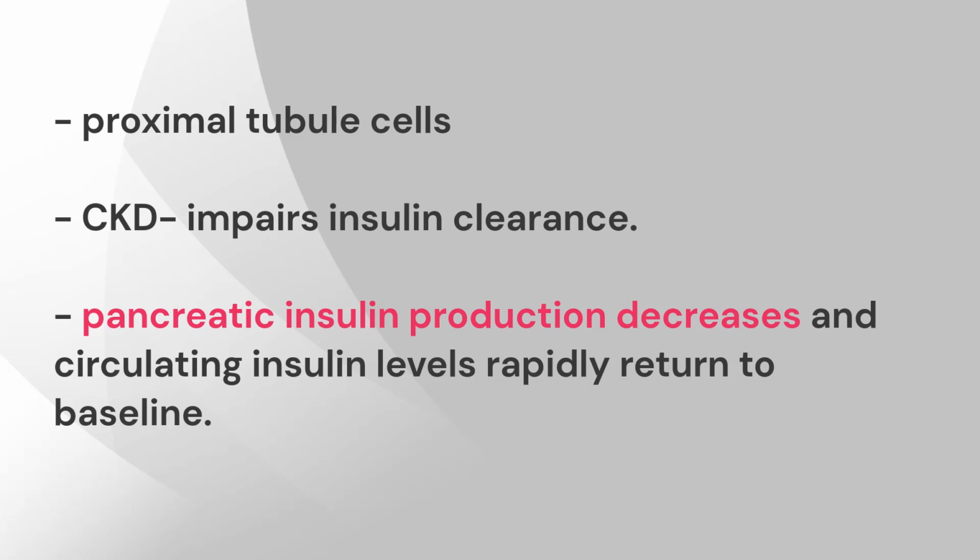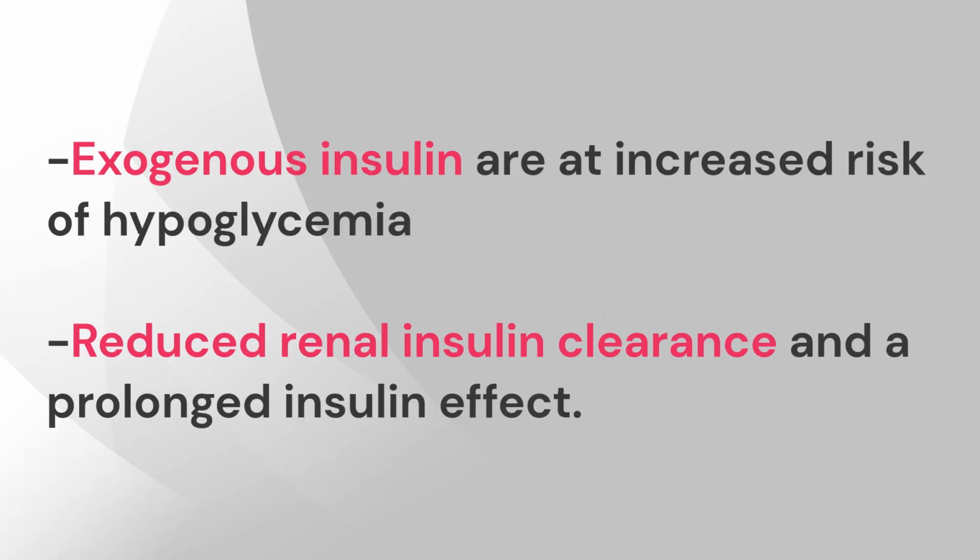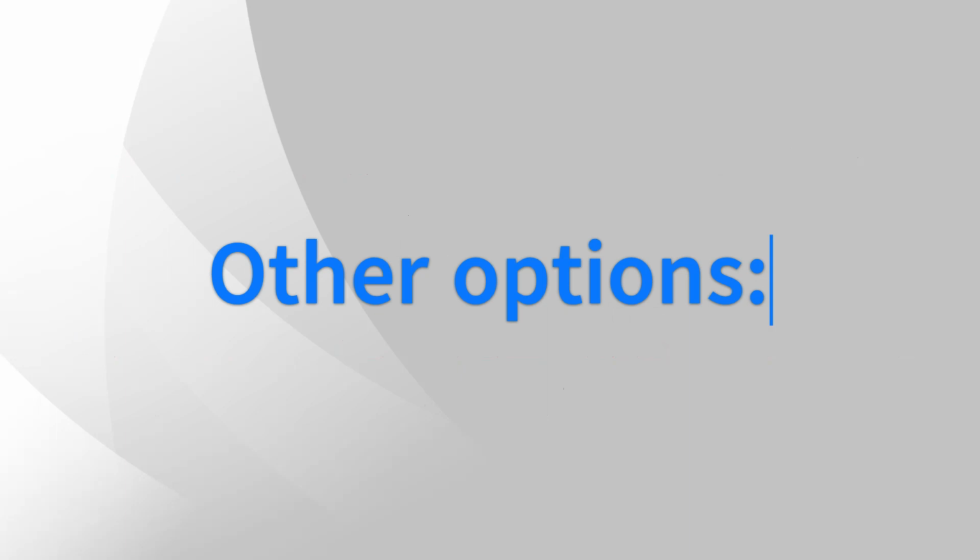In patients with normal pancreatic function, hypoglycemia is avoided because pancreatic insulin production decreases and circulating insulin levels rapidly return to baseline. However, patients taking exogenous insulin are at increased risk of hypoglycemia if there is no decrease in dosage to compensate for renal failure. In light of this patient's worsening CKD, his symptomatic hypoglycemia is likely due to reduced renal insulin clearance and a prolonged insulin effect. If you choose any option other than B, you are wrong.